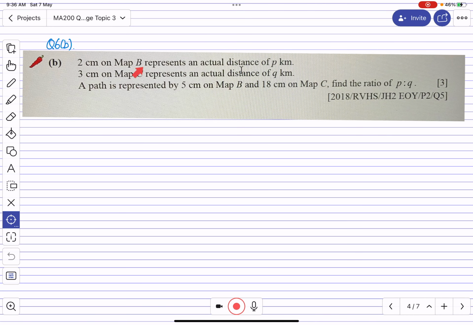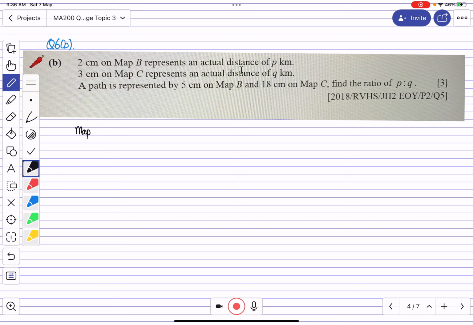2 cm on map B represents an actual distance of p km, and 3 cm on map C represents an actual distance of q km. So remember, a good way to start is to write down, let's say on map B versus the actual distance. Usually what I like to do is put two columns, and I have 2 cm on the map representing an actual p kilometers on the actual.